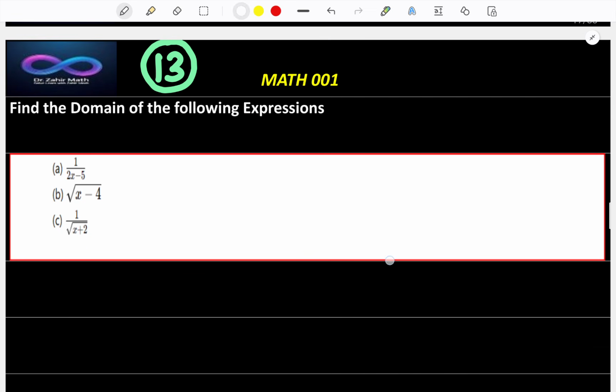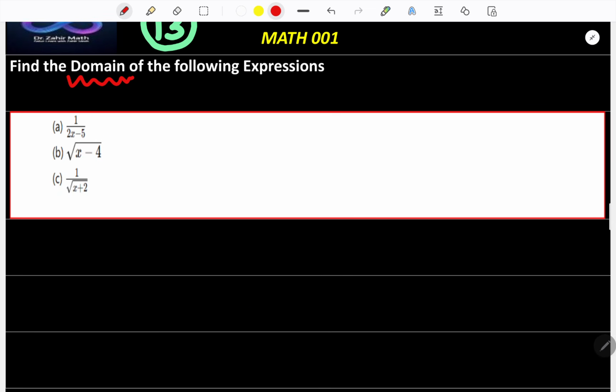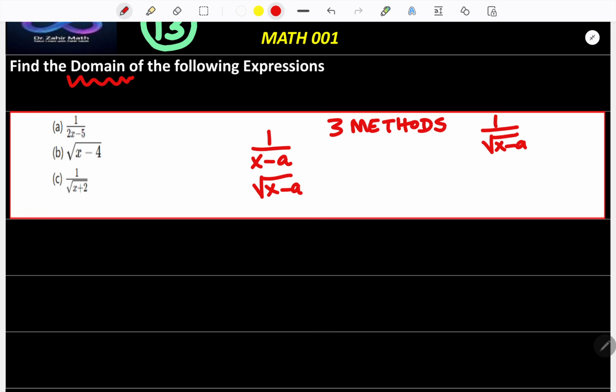Nice question. Domain. I told you already, every time domain is a very, very important question. And we study three methods. How many methods do we study? Three methods in the domain. There is a denominator, a numerator, or the expression is like this, so it means no root, root in the numerator, root in the denominator. You can say like this in the easiest way.